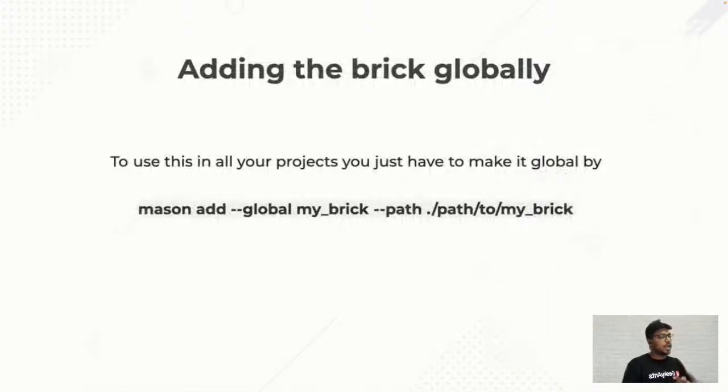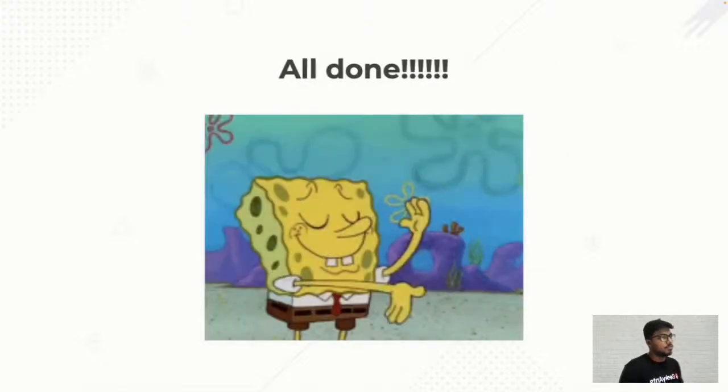Now, in order to add this into your global structure so that you can use it anywhere, you can use this mason add global, the name of the brick, and then you have to provide the path. So once you do that, it will get added to the global data list of Mason, and then you can use it in any other project. And we are done with our creation.